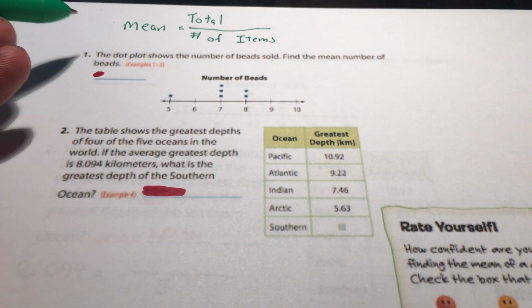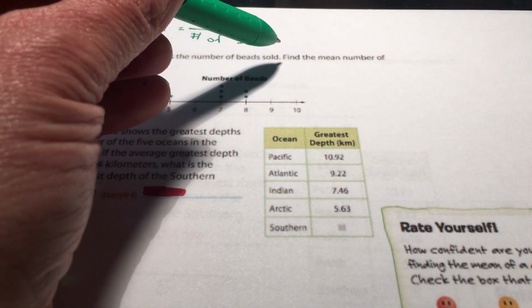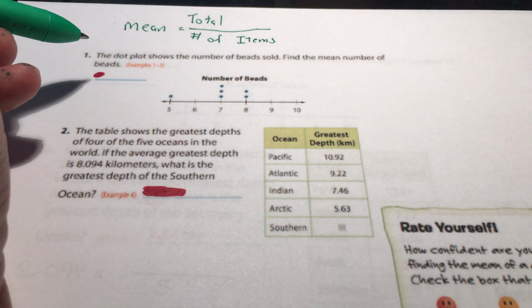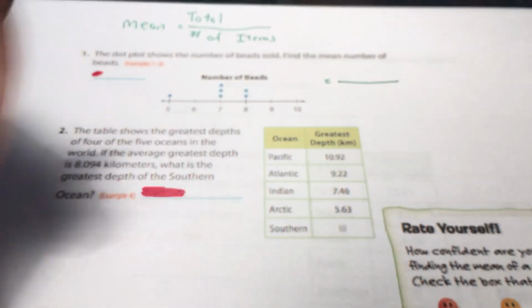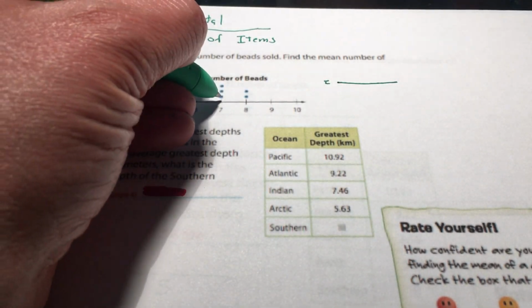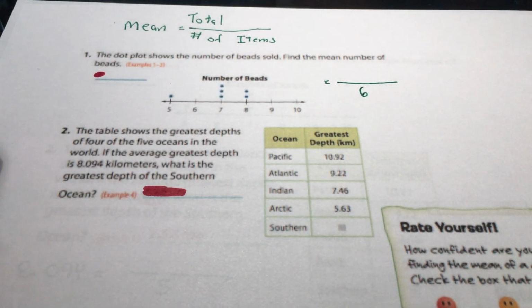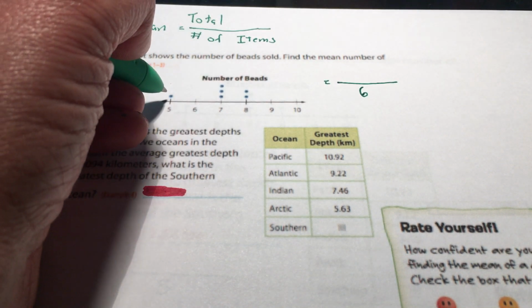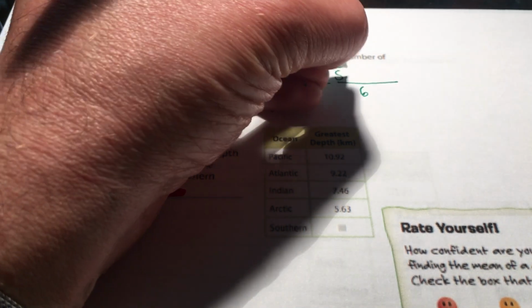So if we look at the first example here, it says a dot plot shows the number of beads sold. Find the mean number of beads. Well, if I look here, the number of beads sold is all the little dots. So 1, 2, 3, 4, 5, 6. So there were 6 bead sales. But if I look, the first time there was 5.